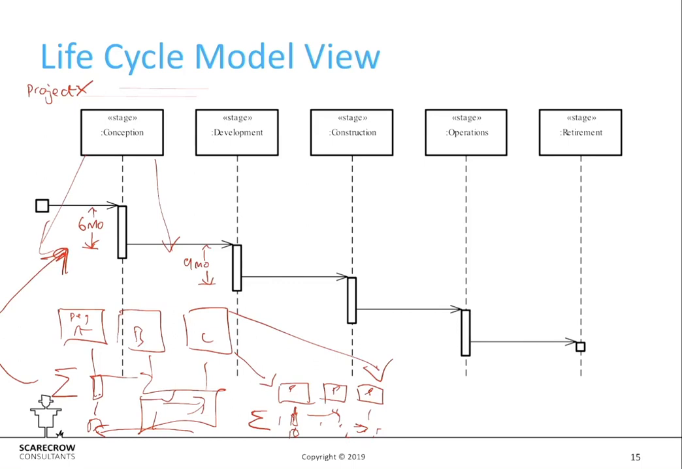And that's how we produce our Gantt charts in Scarecrow for projects. We model our life cycle like this, from stages through process execution groups down to processes. We put timings at the lower level and we aggregate them up to give us the timings at our top level. So that's what a life cycle model view would look like. It's behavioral, it's sequence through time, and it's got timings on it.